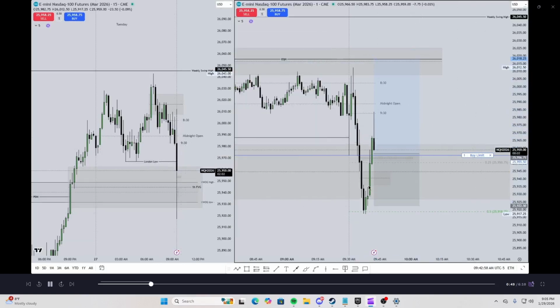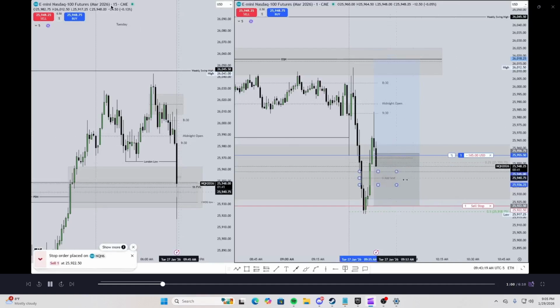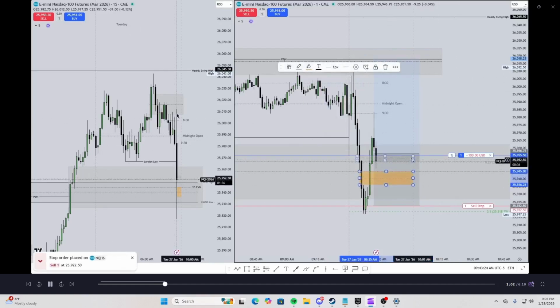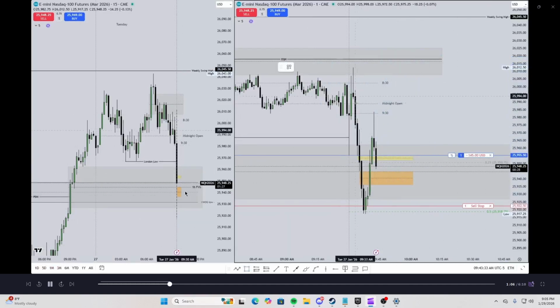Well, next thing that's as important as your draw on liquidity is your point of interest, and that was running into a 1 hour fair value gap, which on the left chart right here, we're actually on a 15-minute time frame, but it's an hourly fair value gap here, and we have this old new week opening gap right here. Okay, so I just got triggered into this trade.